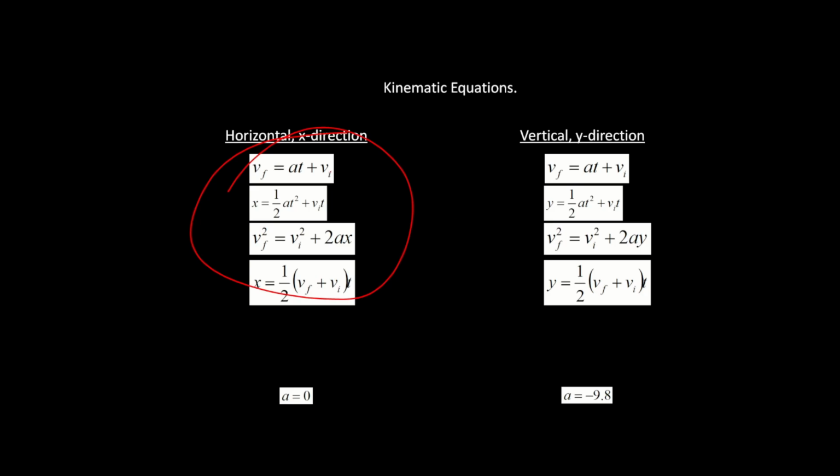So for instance, in this very first equation here, if we have a equals 0, well then that equation will simplify to just the final velocity equals the initial. In other words, there was no change in velocity. If we put a equals 0 here, this equation reduces then to just x equals vt. And if we put 0 in here for a, we likewise will get that the velocity doesn't change.